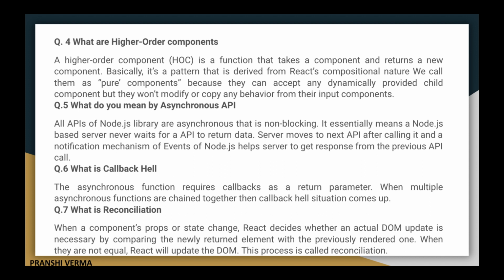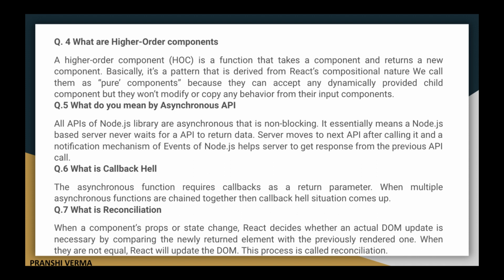Next question, what is reconciliation? Answer is reconciliation is a process in React that updates the user interface based on changes in the application state. When a component state or props change, React will initiate the reconciliation process to determine which parts of the UI need to be updated. During the reconciliation process, React compares the previous version of the component tree with the new version and identifies the differences between them. It then applies the necessary updates to the DOM to reflect the changes in the UI.